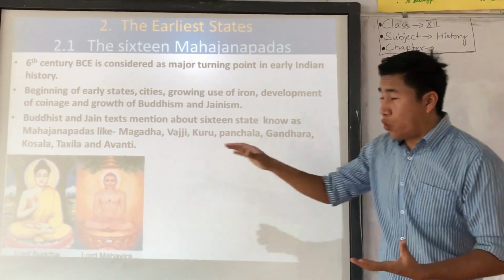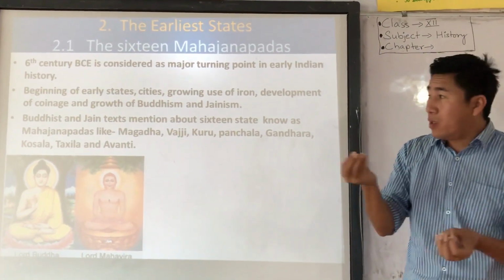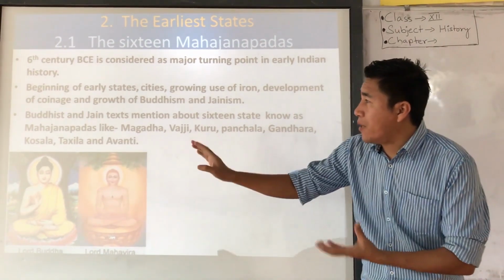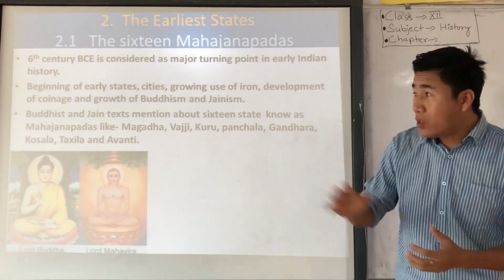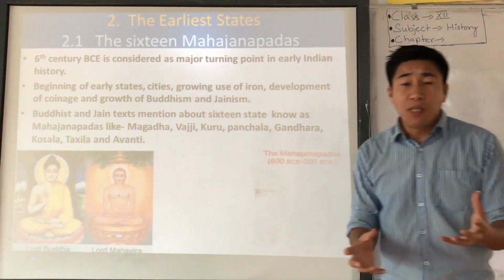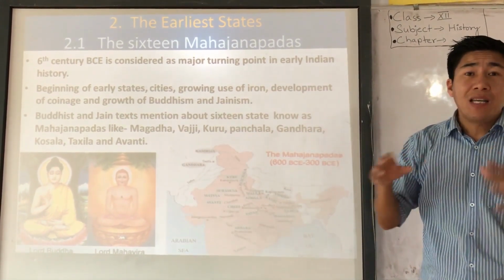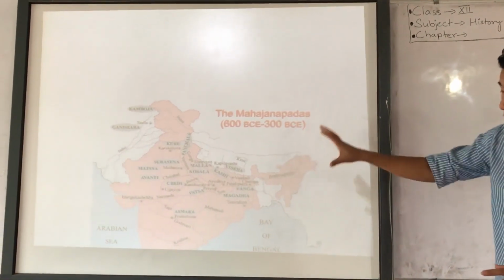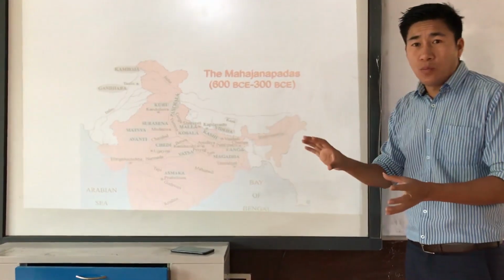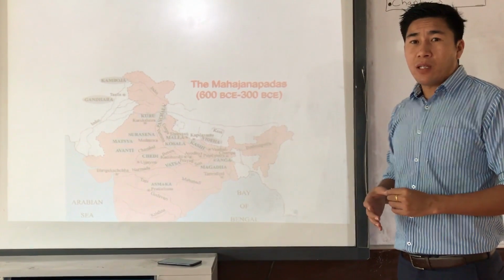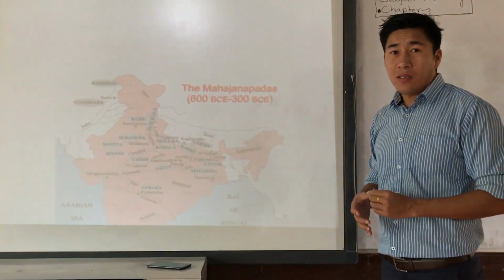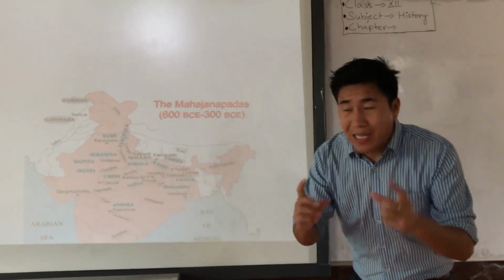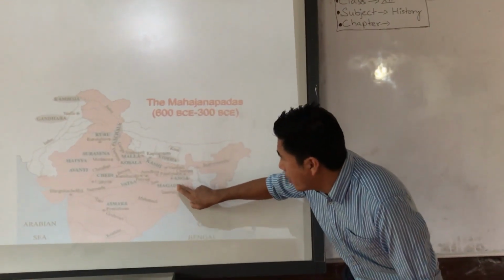BC. Some of the Mahajanapadas were Magadha, Vajji, Kuru, Panchala, Gandhara, Kosala, Takshashila and Avanti. These are some of the important ones among the 16 Mahajanapadas. The map is quite small, right? So I'll show you here. Can you please zoom in a little bit, clear enough to be seen by everyone? Done? Okay, see, Magadha, right? Present day Bihar, here is Magadha.